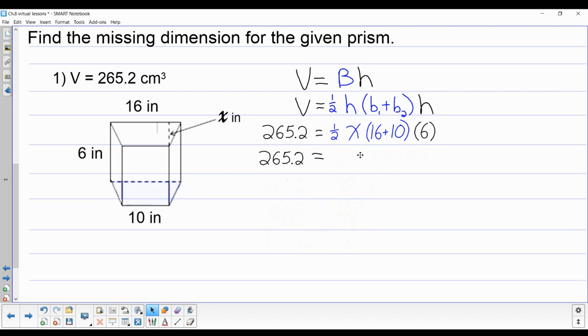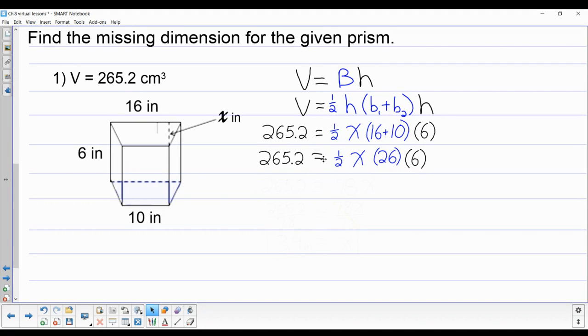We will simplify things in the parentheses first, like 16 plus 10 is 26. Then copy everything we did not use on the right, which is the 6. And everything we did not use on the left, and that is the x and the 1/2. We keep everything in the same exact order, and the thing that we just added would go directly underneath the plus sign.